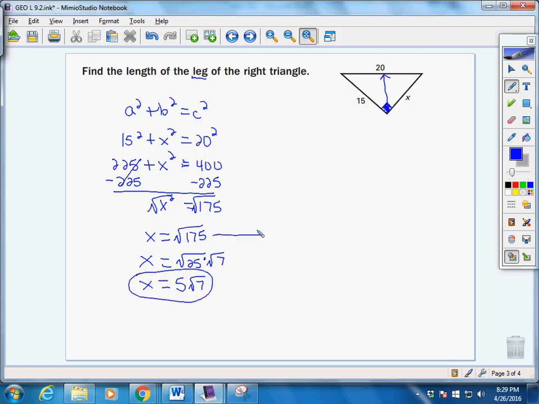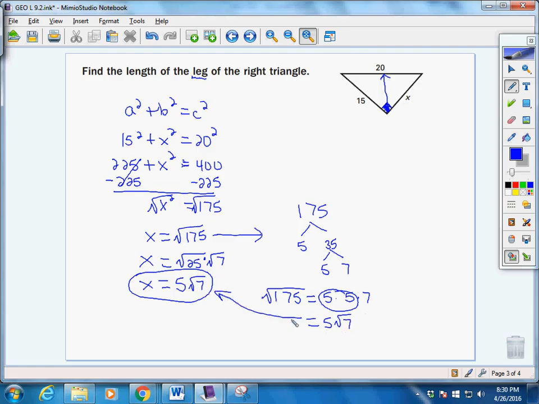Now remember, another way to do this: maybe you're looking at 175 and you're like, you know what, I know 5 goes into that 35 times. And then you can break down 35 into 5 times 7. Remember, this is just the other method for simplifying. 175 is equal to 5 times 5 times 7. So if you want the square root, you circle the pair, pull it out front, and whatever doesn't get circled is under the radical. Same either way.